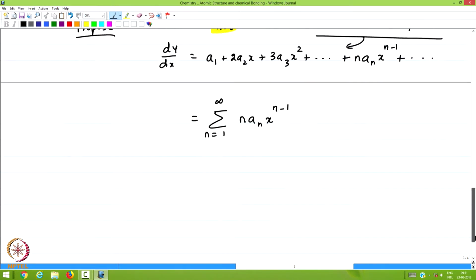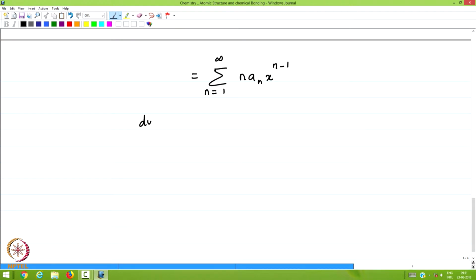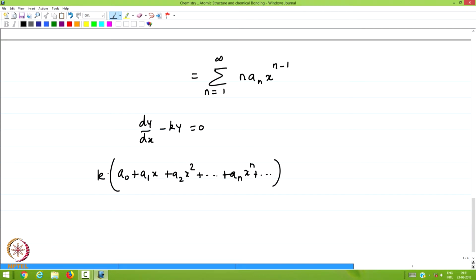Now, the differential equation that you are trying to solve is dy by dx minus ky is equal to 0, and therefore, let us write y as a naught plus a 1 x plus a 2 x square plus and so on, a n x raised to n plus and so on. This is the ky term, multiplied by k.